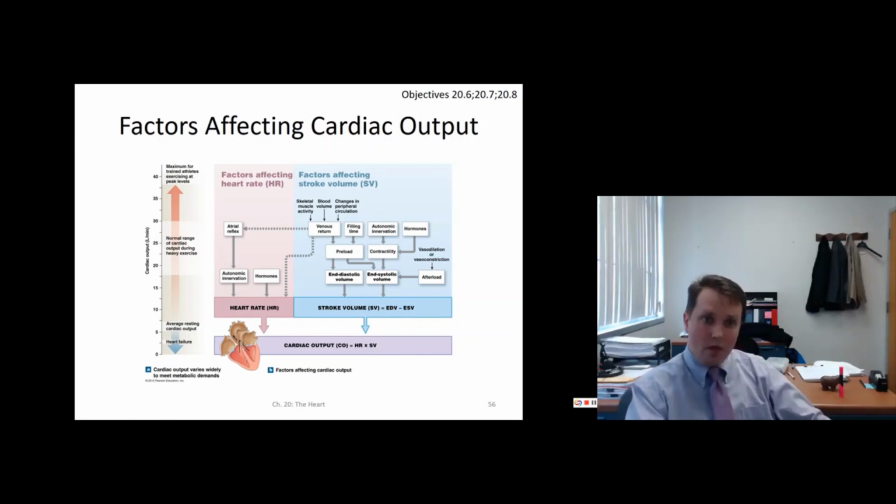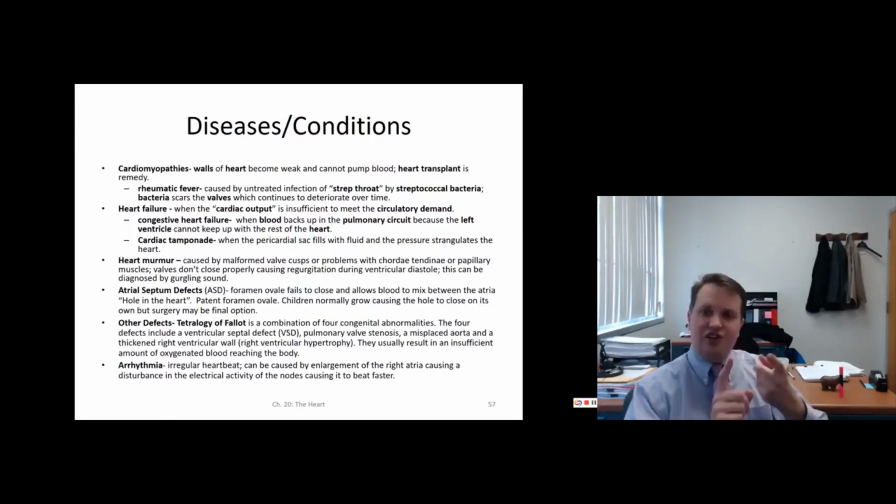Okay? These diseases and conditions are not on the test. I'm not even going to talk about them here. They're there if you want that. These are some basic things.